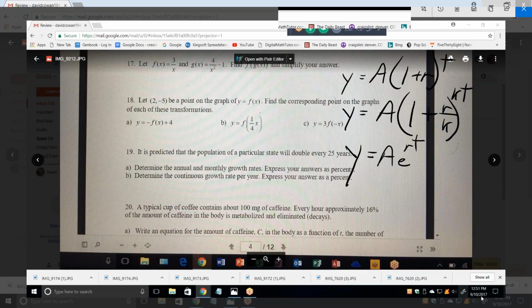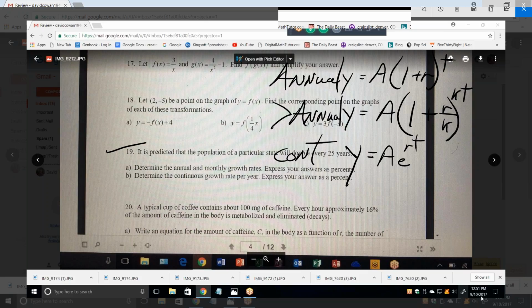Now, when they tell you it is predicted that population will double every 25 years, which growth do you think we should use here? Which of the 3? This is annual. This is greater than annual, in other words, like monthly. And this is continuous, much greater than annual. That's every single second it grows based on the formula.